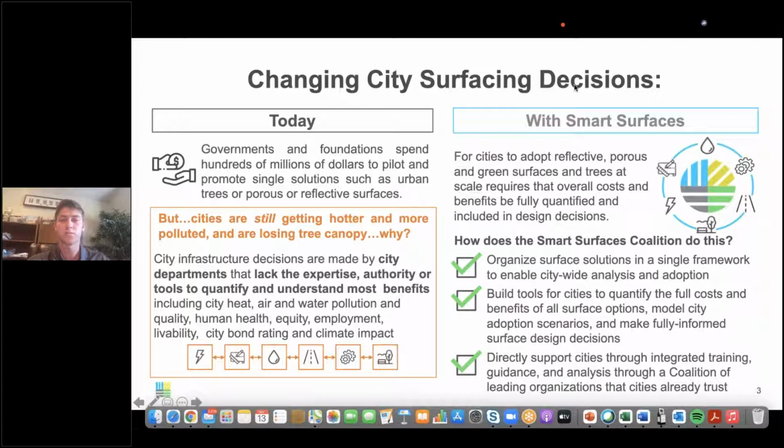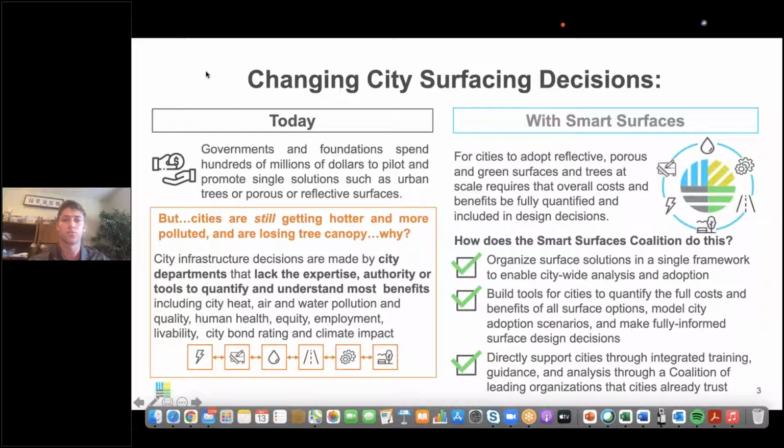In response, foundations and cities have deployed pilot programs to try to address these problems with one-off solutions. One tree planting program here, another porous pavement program here. But when you think about the scale of the problem, this is not a climate disturbance. It's not a climate nuisance. We're in the midst of a climate crisis. So piecemeal approaches, while they have been effective in the past, are not effective at meeting the scale of the solution.